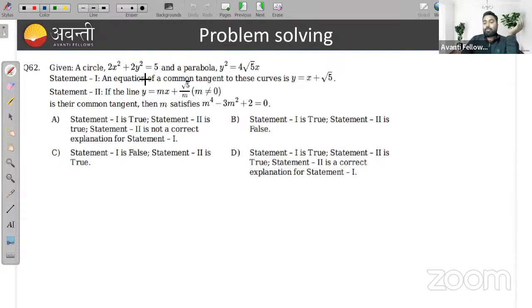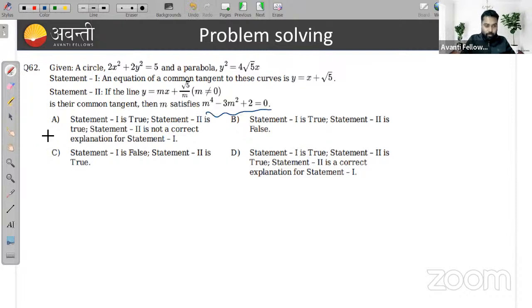A circle 2x² + 2y² = 5 and a parabola y² = 4√5 x. The first statement says an equation of a common tangent to these curves is y = x + √5. The second statement says if the line y = mx + √5/m, where m is not equal to 0, is a common tangent, then m satisfies this equation.